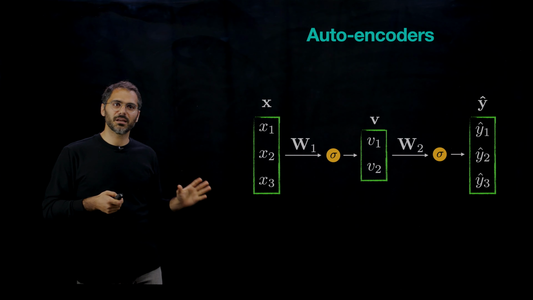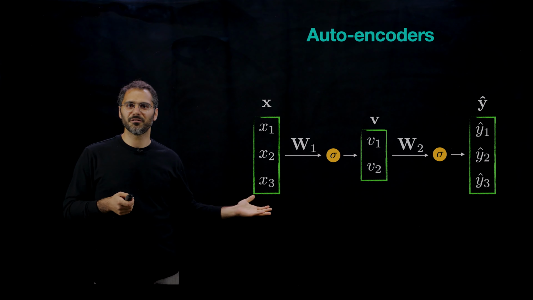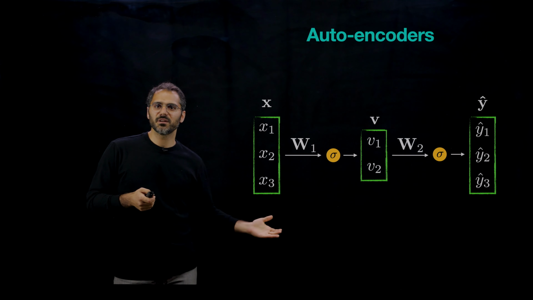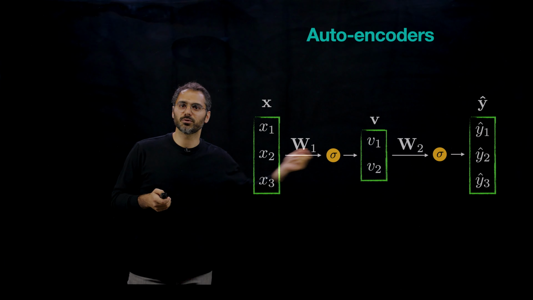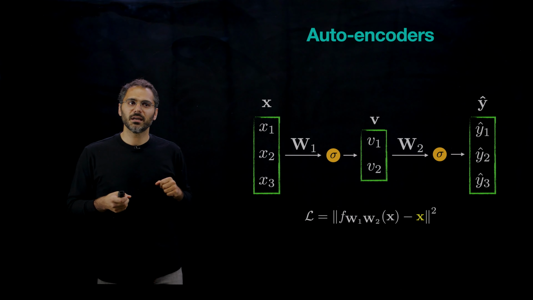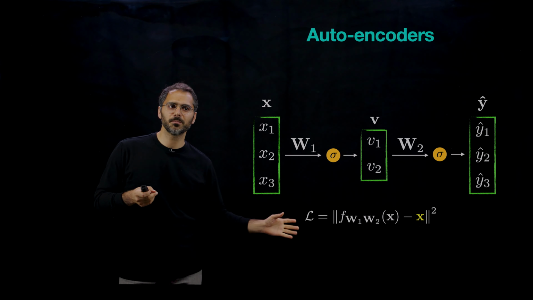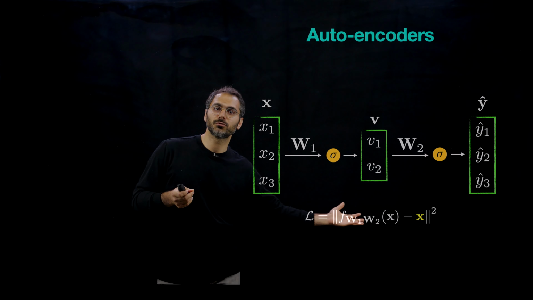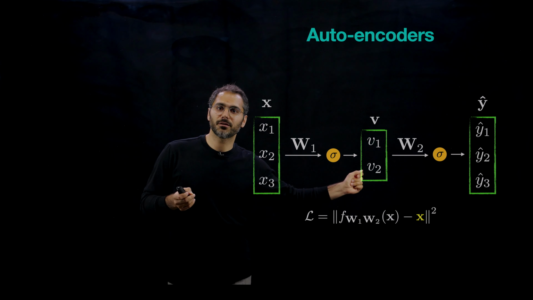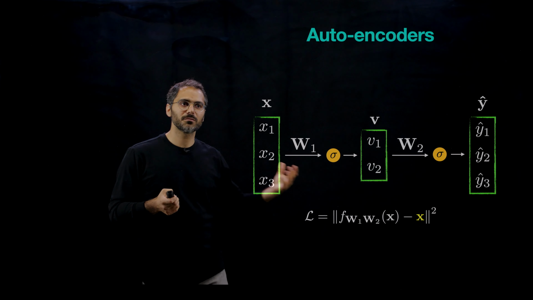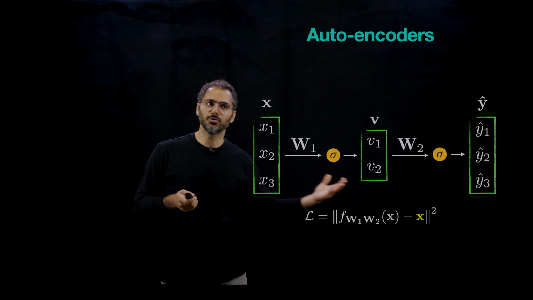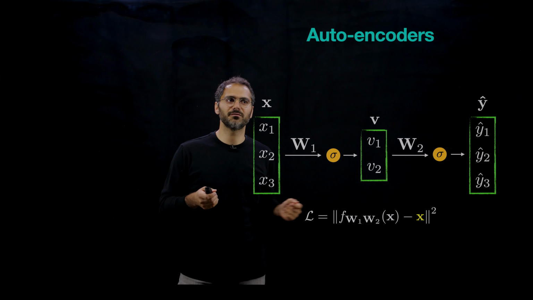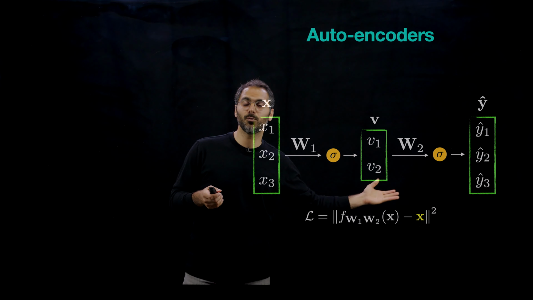Autoencoders. Again, going back to this simplified image of a neural network, you can imagine here also you can have many layers. So I have an input x, a hidden layer v, and output y hat, the prediction y hat. And now I want to simply define the loss to be the prediction f_{W1,W2}(x) minus the input x. So what I want my network to do is to first compress x into some lower dimensional v, and then reconstruct x from this lower dimension v. So now I want y hat to be x.